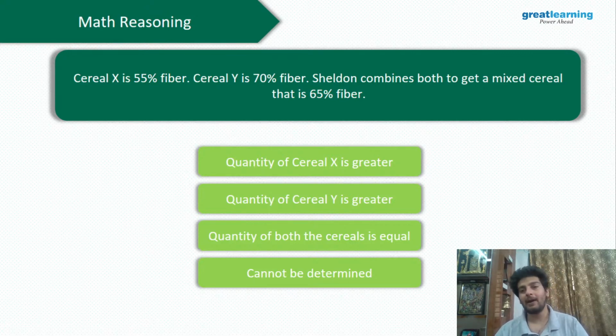Now Sheldon combines both to get a mixed cereal that is 65% fiber. Now, what do you think? Whose quantity would be greater, right? Cereal X is 55% fiber, cereal Y is 70% fiber. Now you mix these two and the combination is 65% fiber. So what do you think would be the answer? Whose quantity is greater, or is the quantity equal, or would you say that it cannot be determined?